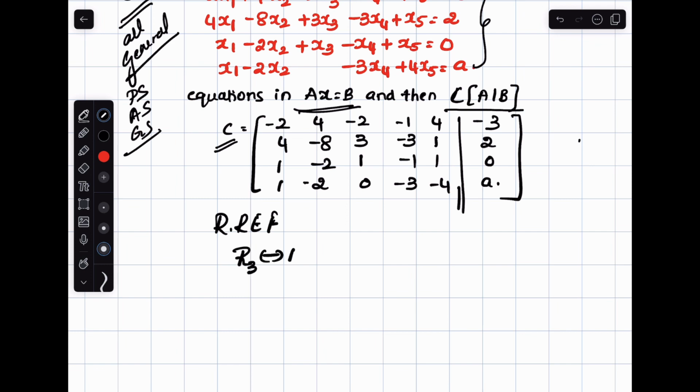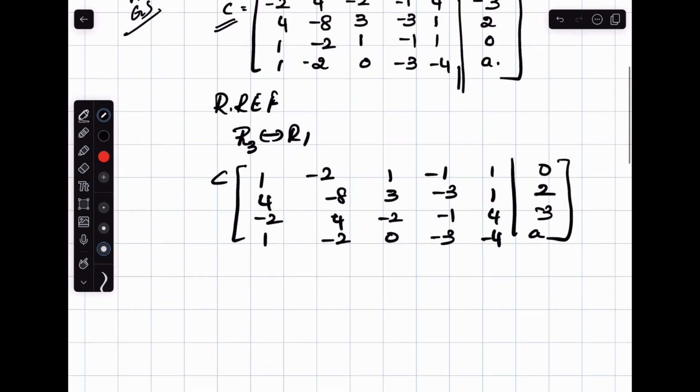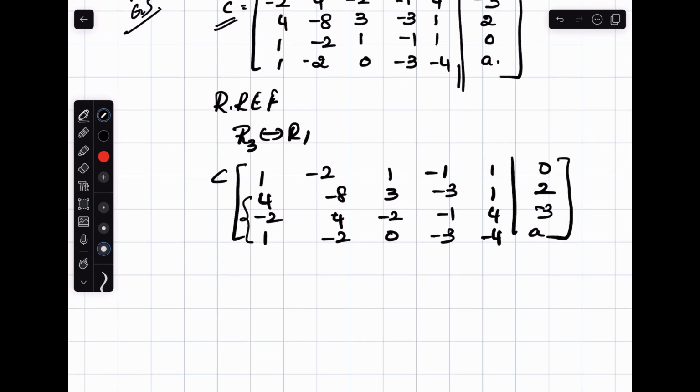So what I will do is interchange the rows R3 and R1. All right, so I'm writing it down. So that will be 1, minus 2, 3, minus 3, 1, 2, minus 2. Basically I'm interchanging: no elements will change, no signs will change, just interchange R3 and R1. So this is the matrix after the interchange.